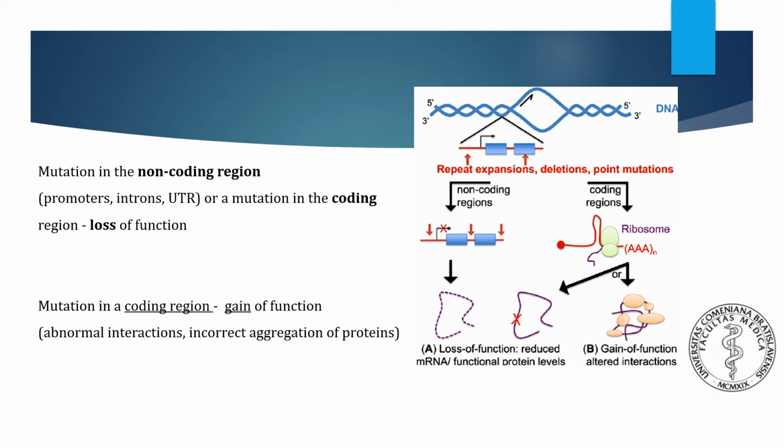It is also very good to mention that there is a rule which can be applied to gain of function and loss of function mutations. It can be applied though very loosely, and it is that mutations in the non-coding regions, such as promoters, introns, and untranslated regions, are usually associated with loss of function, and mutations in the coding region, mostly point mutations, are associated with gain of function, so abnormal interactions or incorrect aggregation of proteins.